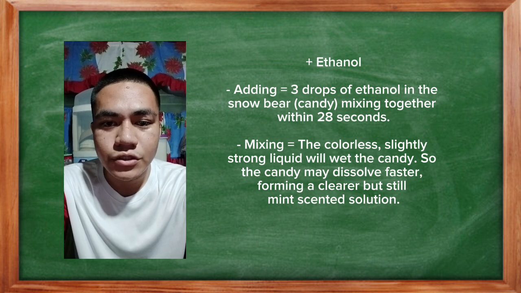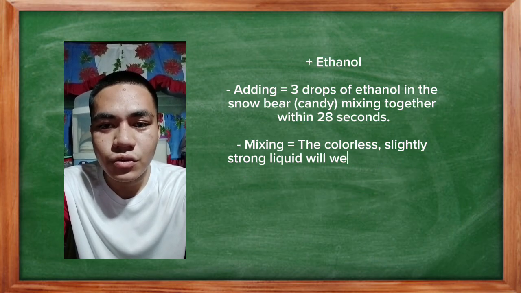Ethanol. Adding 3 drops of ethanol in the snow bear candy, mixing together within 28 seconds. Mixing the colorless, slightly strong liquid will melt or wet the candy so the candy may dissolve faster, forming a clear but still mint-scented solution.